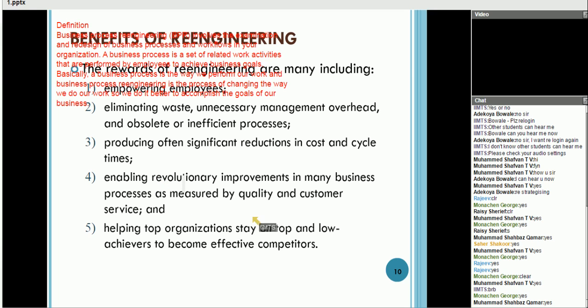Number four, enabling revolutionary improvements in many business processes as measured by quality and customer service. So it also helps in the revolutionary improvement process, which was not made earlier. Number five, helping top organizations stay on top and low achievers to become effective competitors. So, from a market competition point of view, it helps in regaining the market value, and also for startup companies, it helps them to grow more quickly. So these are the 5 benefits of re-engineering.